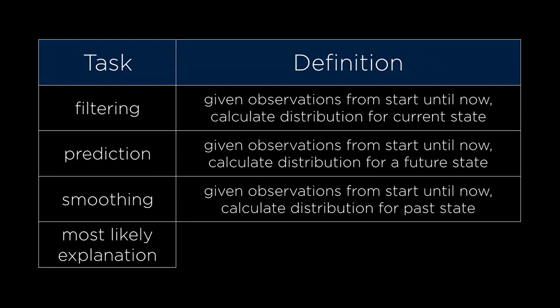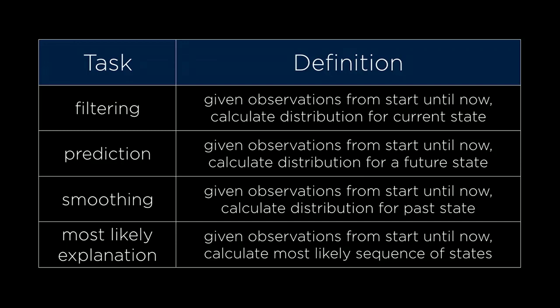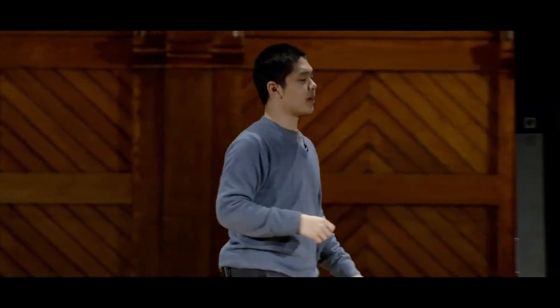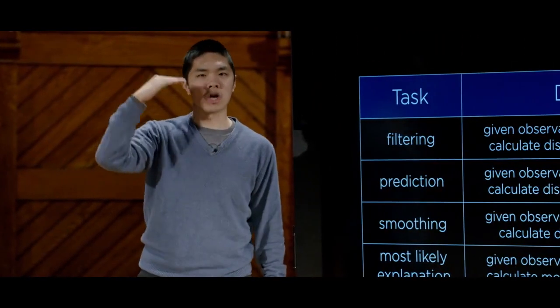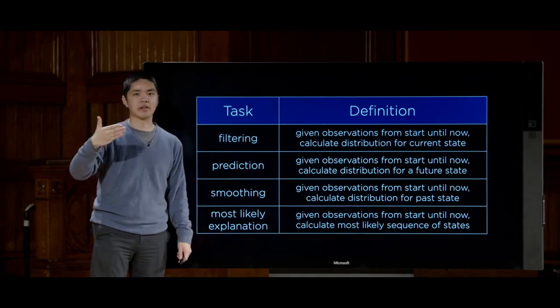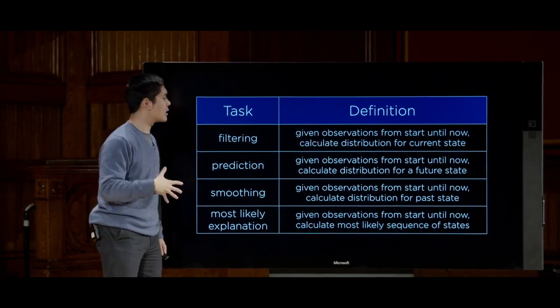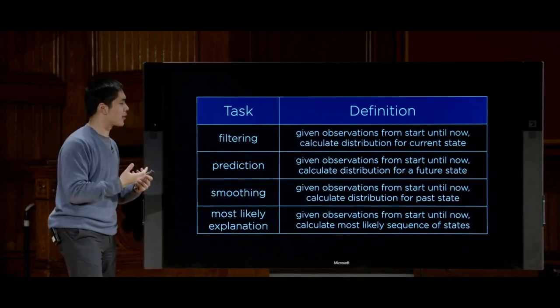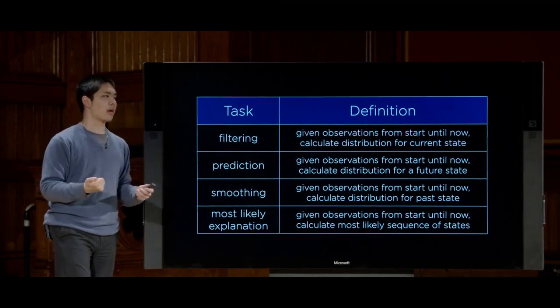And there's also a most likely explanation task, in addition to other tasks that might exist, which is combining some of these: given observations from the start up until now, figuring out the most likely sequence of states. And this is what we're going to take a look at now, this idea that if I have all these observations, umbrella, no umbrella, umbrella, no umbrella, can I calculate the most likely states of sun, rain, and whatnot that actually represented the true weather that would produce these observations.